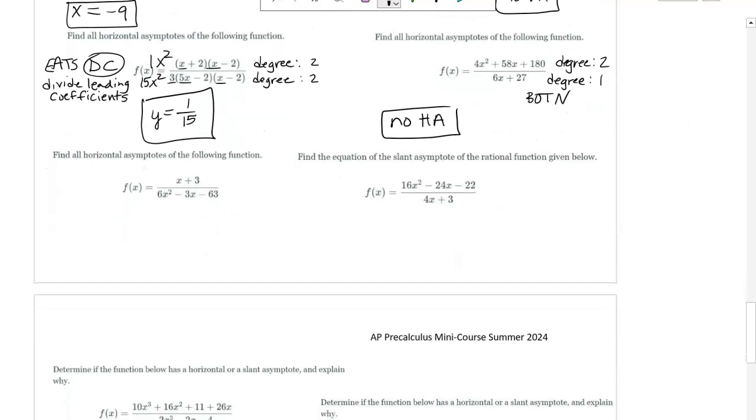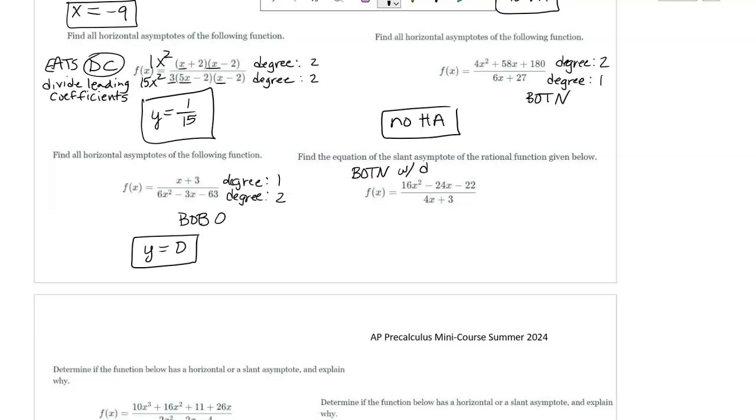I look at this next one, I have a degree of 1 on top, so this is a linear on top, and the degree of the bottom polynomial is 2. This is a bigger on bottom, which is a BOBO, which means 0. 0 is the location of my horizontal asymptote. And then the next one gets us straight to talking about slant asymptotes. When we have a bottom with a degree of 1 higher on top, then that means instead of a horizontal asymptote, we have a slant asymptote.